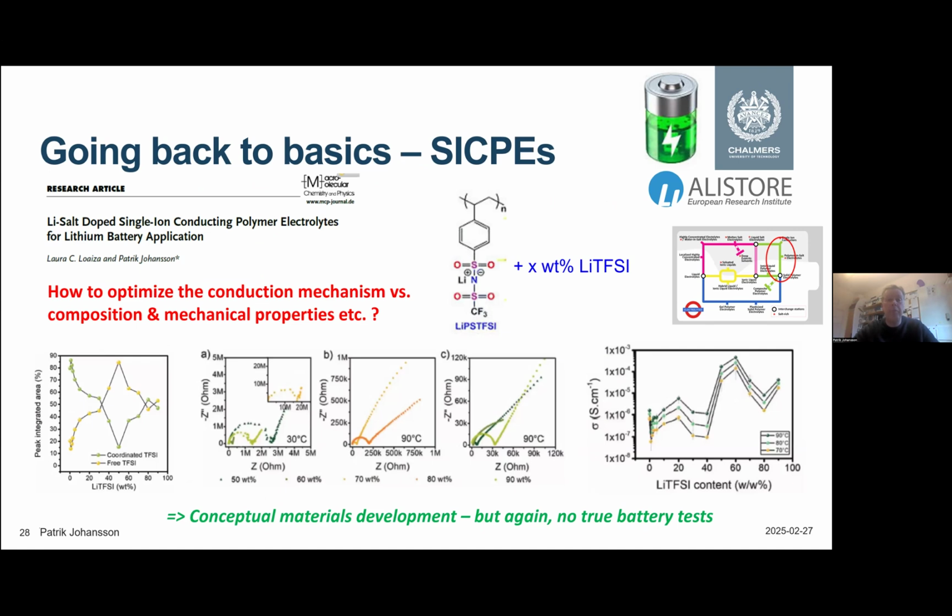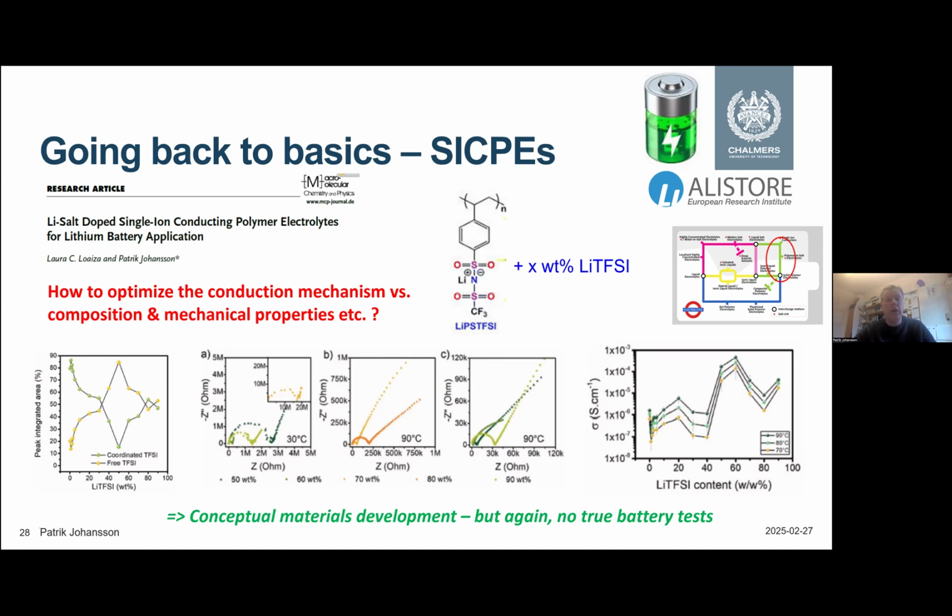The final example I would like to give is almost coming back to where I started from more than 30 years. We're making polymer electrolytes and seeing more or less what happens if you mix things together. Quite often, the main question is how do you optimize the ion conduction mechanism versus the composition and mechanical properties? You want a polymer electrolyte that has some mechanical stability. At the same time, you want conduction, etc.